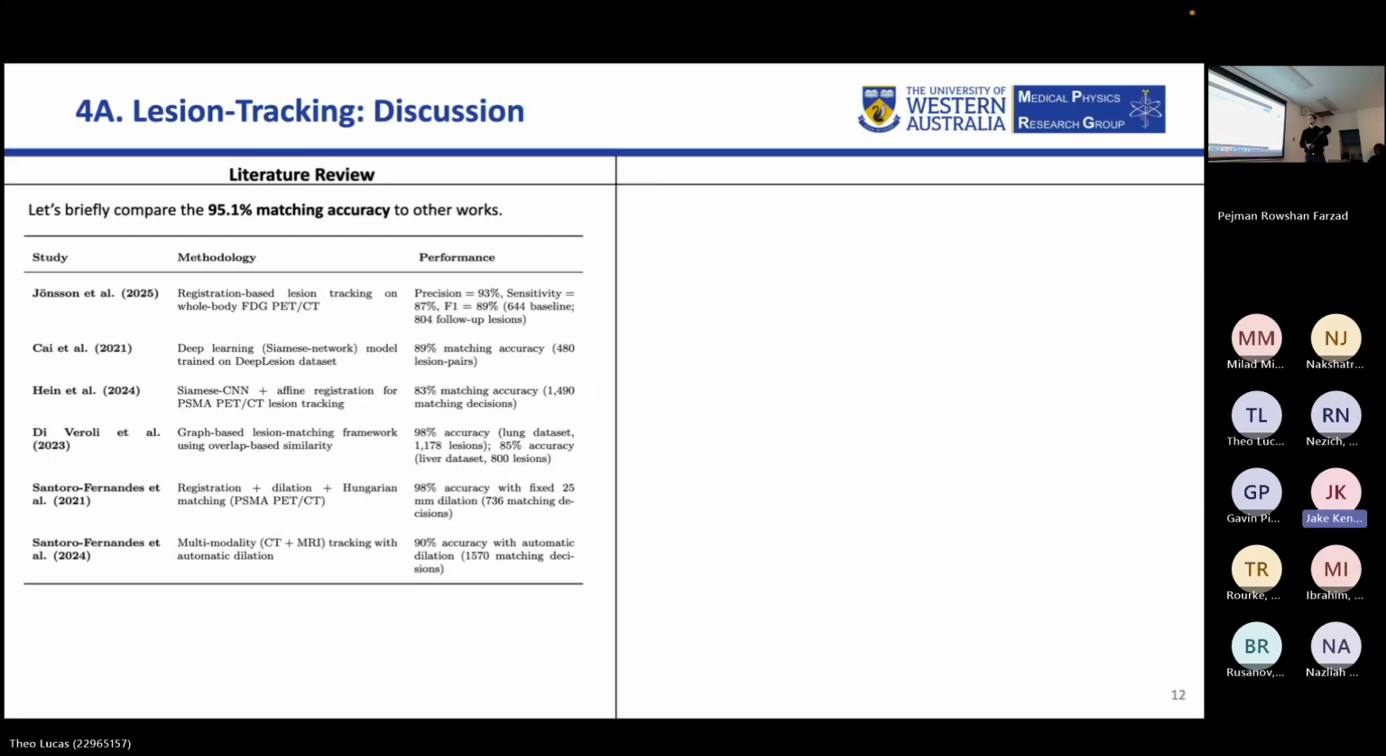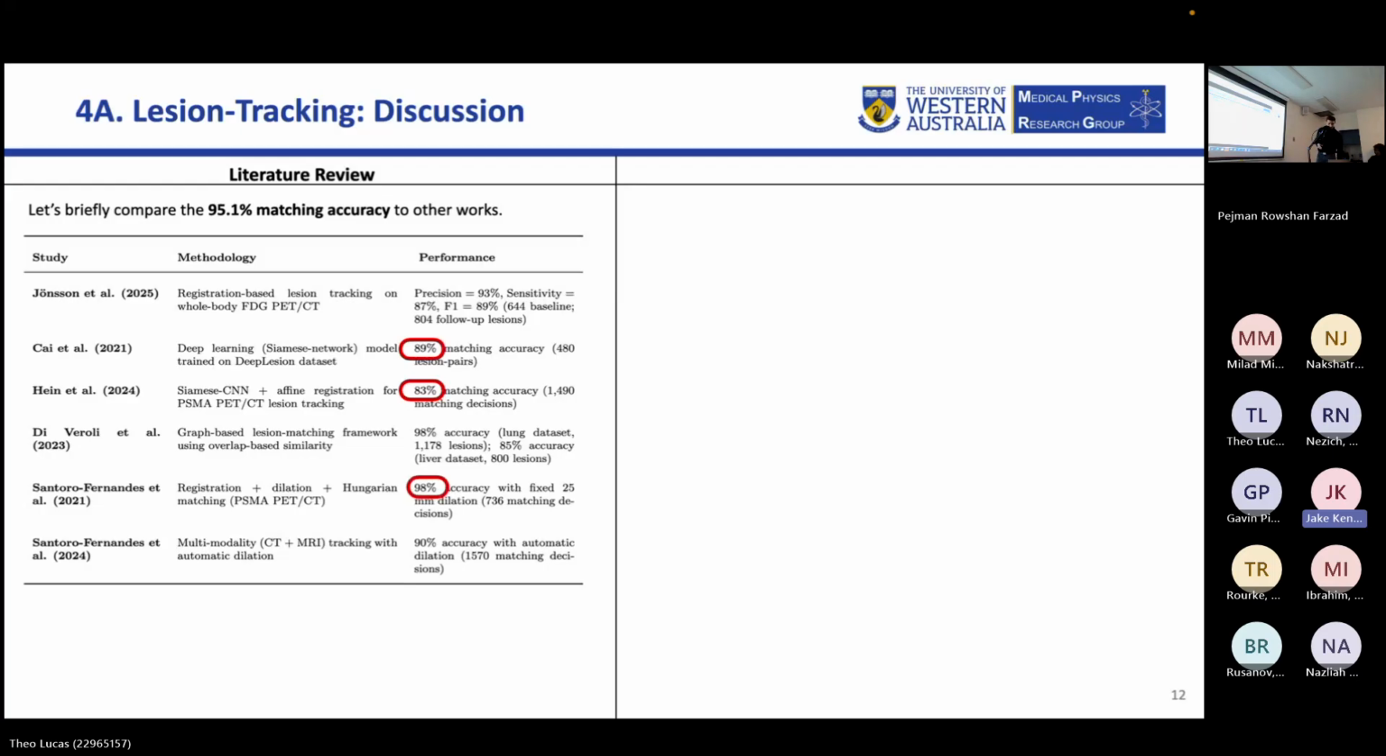Now, in terms of discussion, we can briefly compare the matching accuracy that we actually got. It was hard to find exact matching accuracies in the literature for a lot of papers. But if we look at a couple, in the deep learning world, the matching accuracies tend to be lower than 90%. Now, maybe I missed some of the papers, but those were the numbers reported.